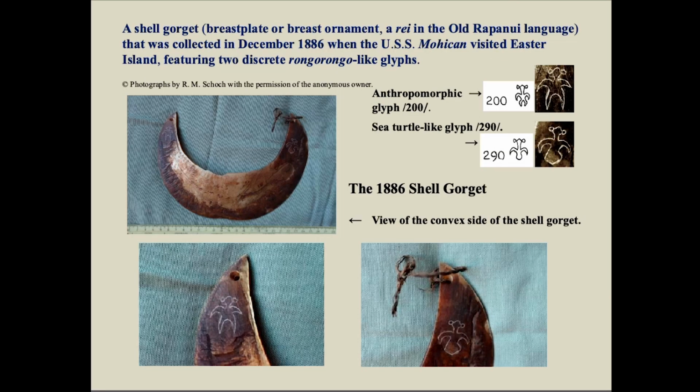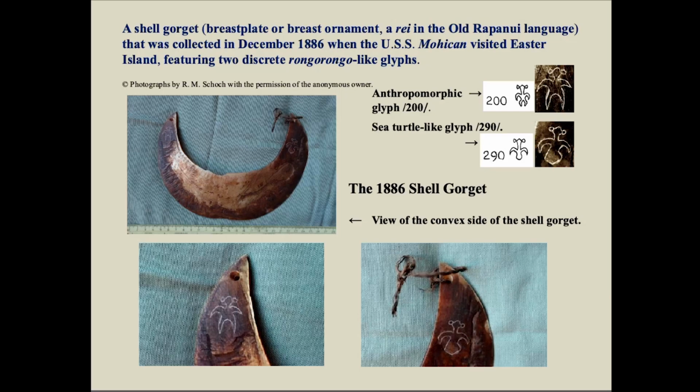And then the last specimen I want to mention now is this gorget. It's a shell gorget known as a rei miro in the old Rapa Nui language, and on it are two well-attested glyphs, on the horns or the ears of it, if you would, 200 and 290, which are interpreted generally as some kind of human anthropomorphic glyph and a turtle-like glyph, and they're not linear, they're separated.